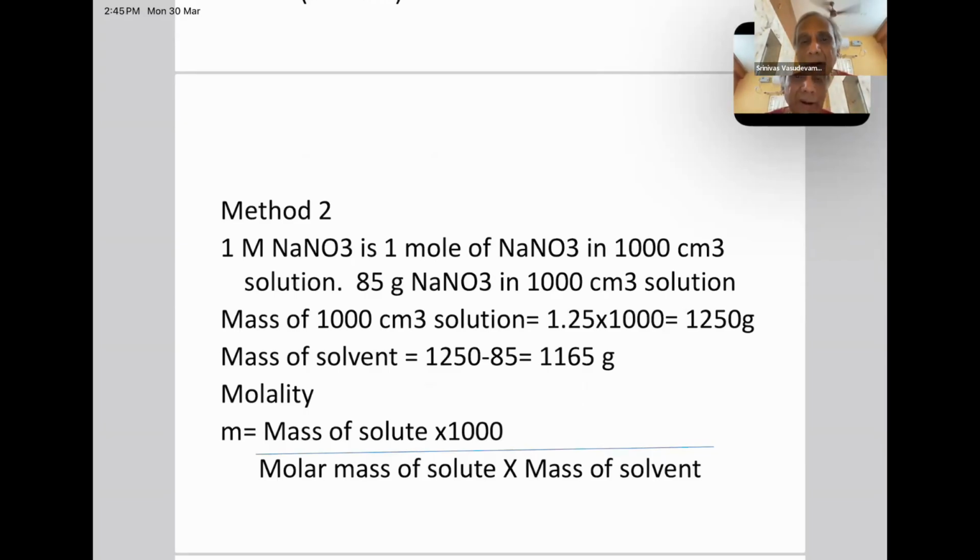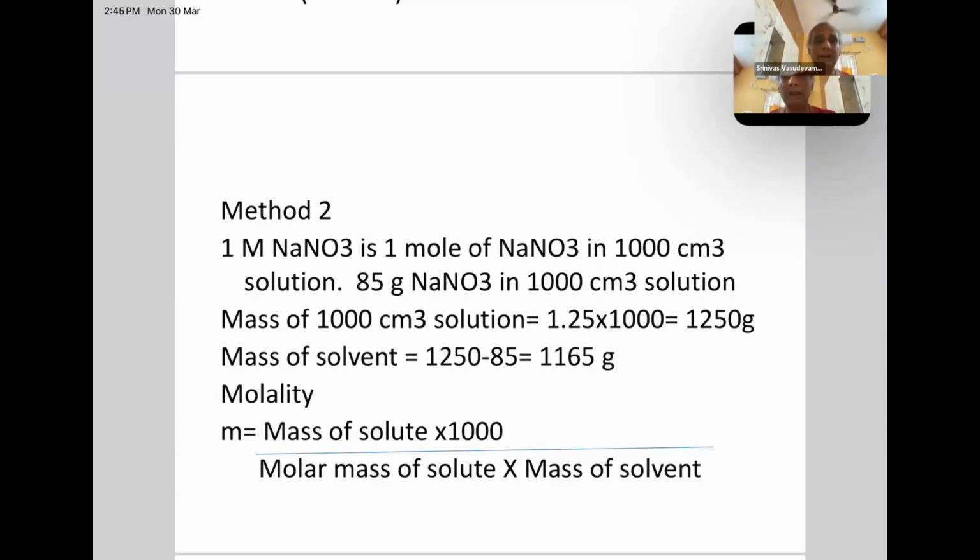NaNO3, it means 1 mole of sodium nitrate in 1000 centimeter cube solution, or 85 gram of sodium nitrate in 1000 centimeter cube solution. Find out the mass of 1000 centimeter cube solution. Density is given as 1.25 gram per centimeter cube. So 1.25 into 1000 is 1250 grams. Mass of solvent is mass of solution minus mass of solute. So 1250 minus 85, 1165 grams.